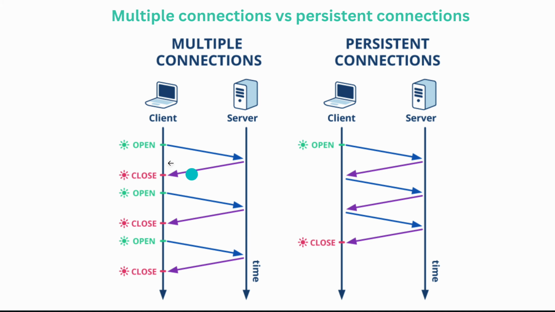It's not like on every request to the website, the connection is closed every time. Here with one connection I can make many requests, and after some time that connection will be closed. So this is the difference between multiple connections and persistent connection.